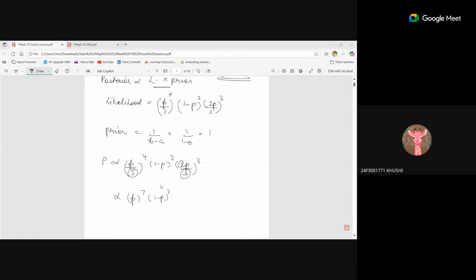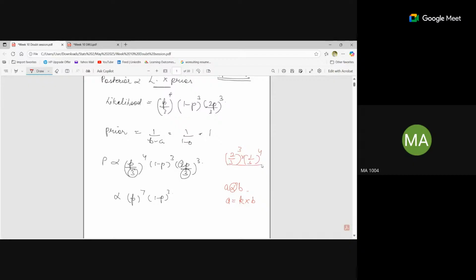Ma'am, what is the purpose of ignoring 2 and 3? In general, suppose A is proportional to B. If I have to remove the proportionality sign, I will add some constant K times B. Similarly in this question, the constant term is 2 by 3 raised to the power 3 into 1 by 3 raised to the power 4, let's call it K. Since there is a proportionality sign, I can ignore this constant K. If there is no proportionality, then we will consider this constant term. Understood, ma'am.